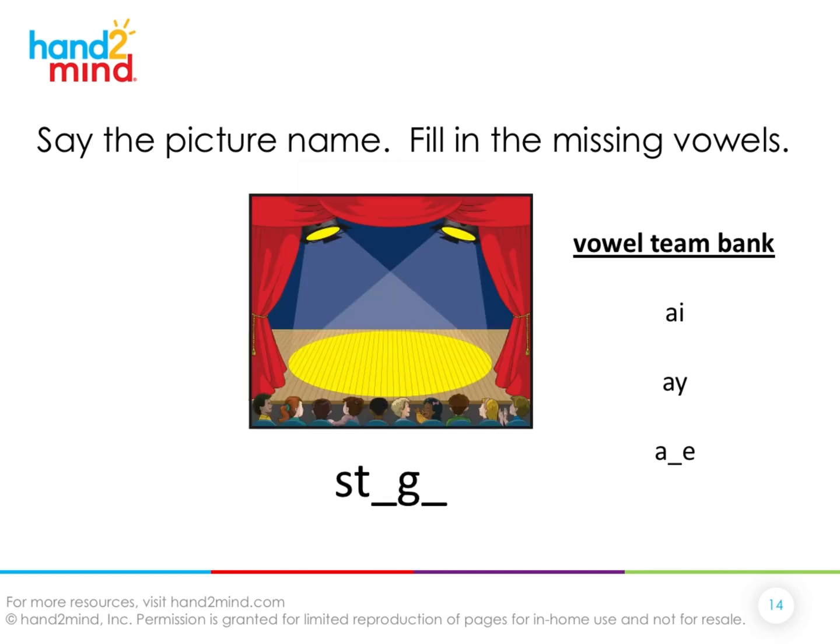What about stage? Stage. Well, in order to get the A sound in stage, we see that we need to put something in here, then a consonant, and then something else in another blank. Well, that looks to me like a silent E opportunity, right?